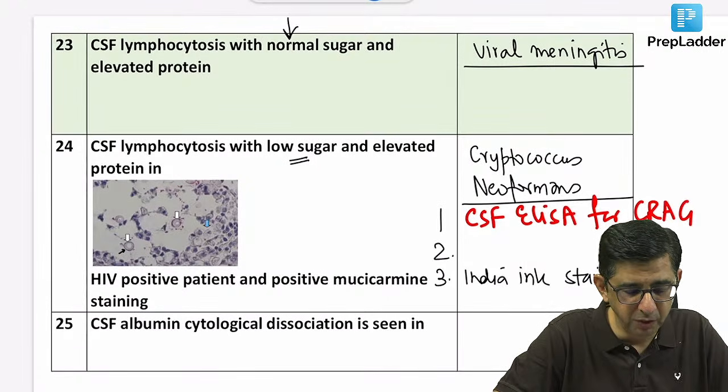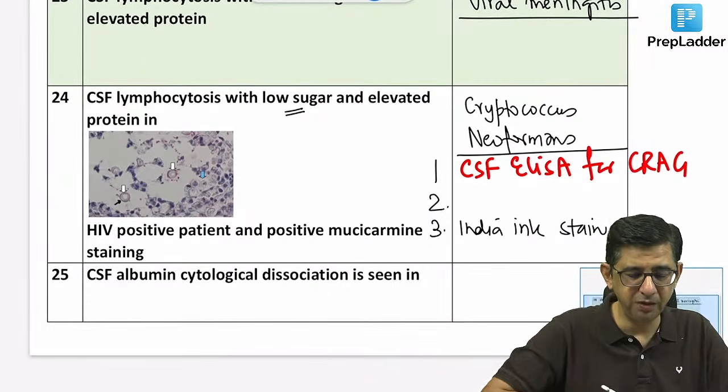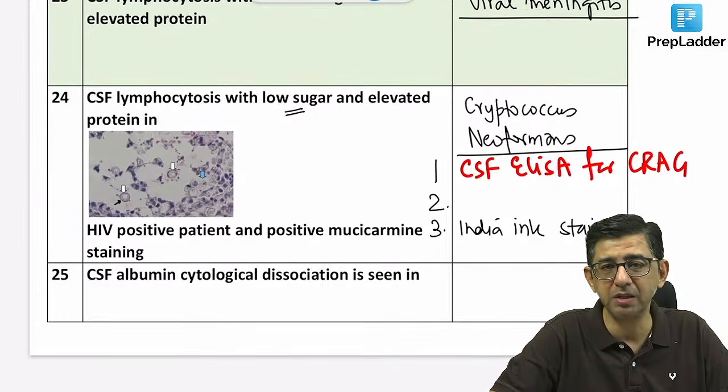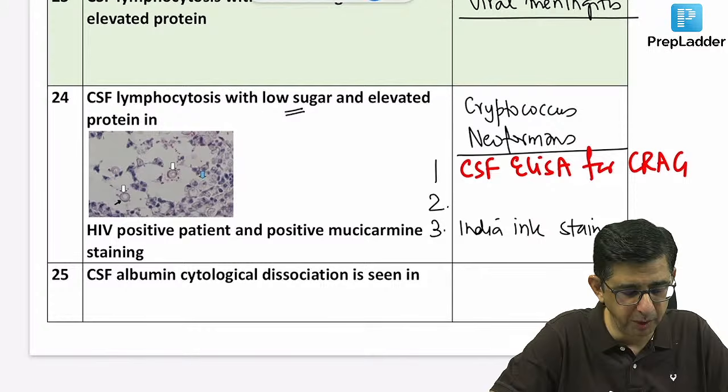And the second best way for diagnosis of this condition would be answered as, yes guys. After CSF ELISA for CRAG, can I have the second best answer that is to be given for Cryptococcus neoformans? The answer is not India ink. That's one of the commonest mistakes that people are making.